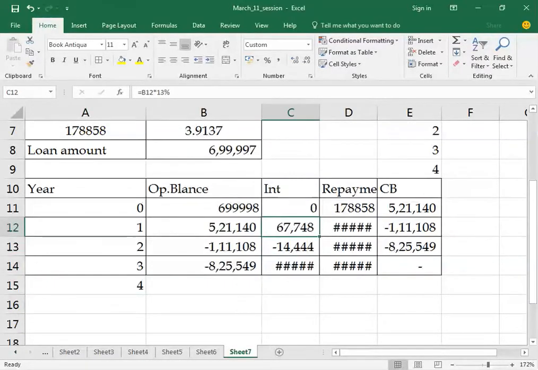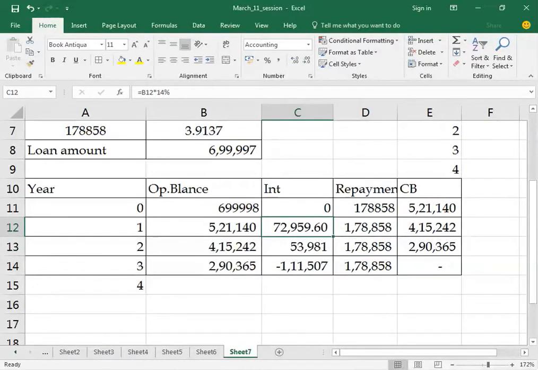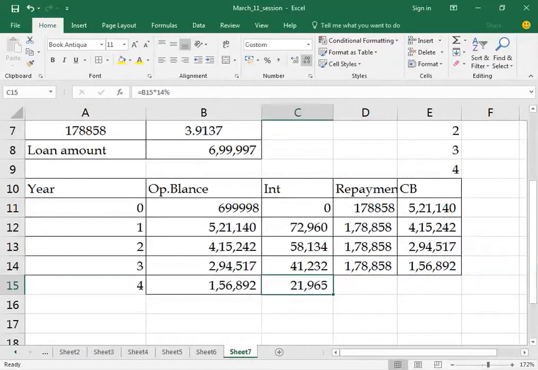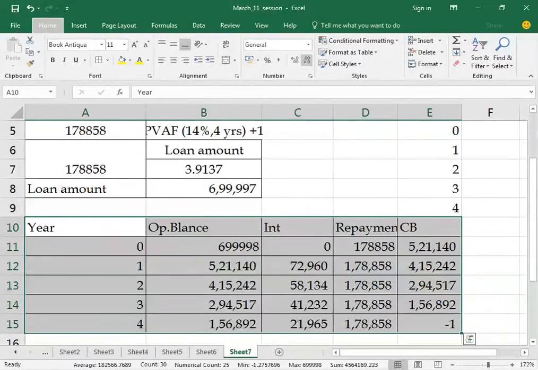I charge interest at the rate of 14%. Installment will be 1,78,858, and our closing balance of loan is this. This becomes the opening balance. This is the interest, this is the principal, and this is the closing balance. We reach a zero value. Any doubts in this? This is the structure. I don't want you to write any of this.